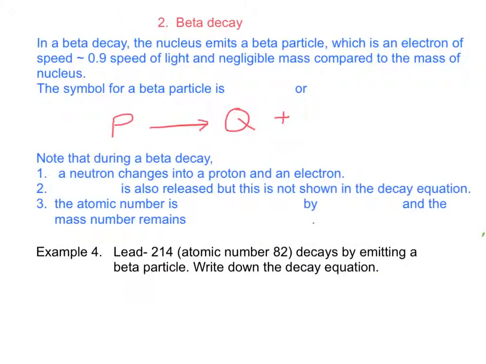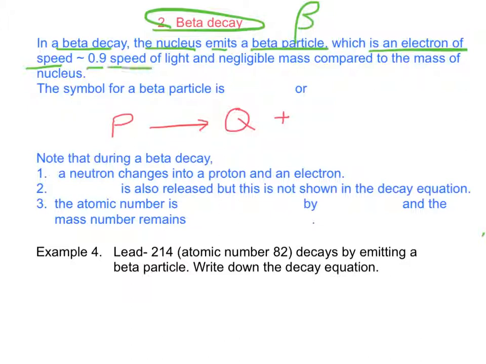The second kind of radioactive decay is beta decay. In a beta decay, the nucleus emits a beta particle, which is an electron of speed up to 0.9 times the speed of light. That is, it travels very fast.